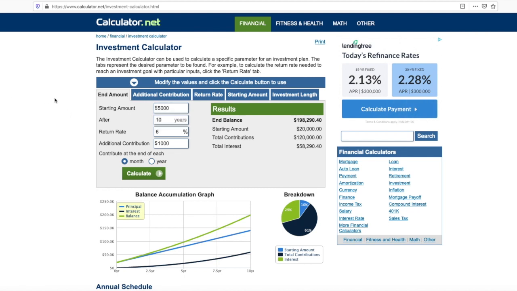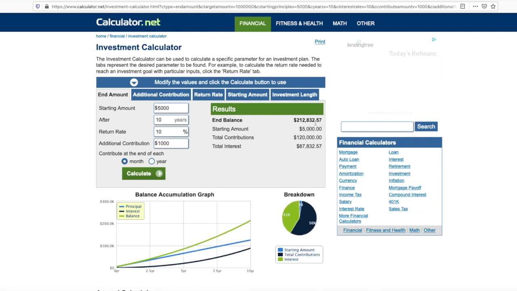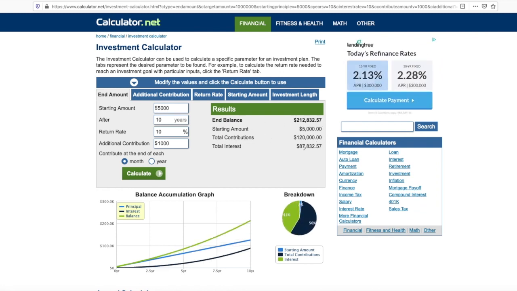Now we're going to start the amount with $5,000. I know you guys have been getting stimulus money. I know you guys have $5,000, okay? So don't even play with that. So you got 10 years, 10% return, and you're going to put in $1,000 per month. And you see in the right-hand corner, basically your end balance, what your total contributions were, the starting amount, and the total interest. So you get all of that laid out.